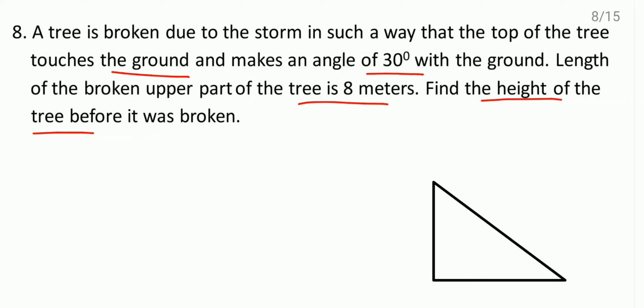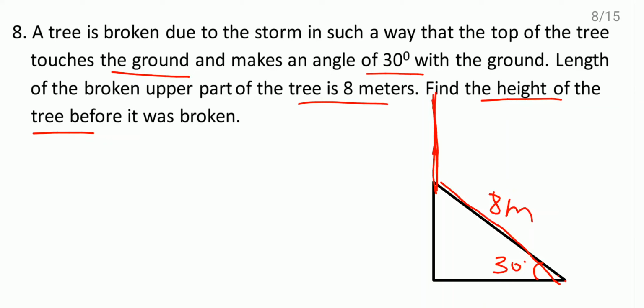Here, before the tree was like this. Okay. Now because of the storm, it is broken. Now this red color portion is this one. And now this top of the tree is touching the ground and making an angle of 30 degrees. Length of the broken part is 8 meters. We need to find out the height of the tree before it was broken.